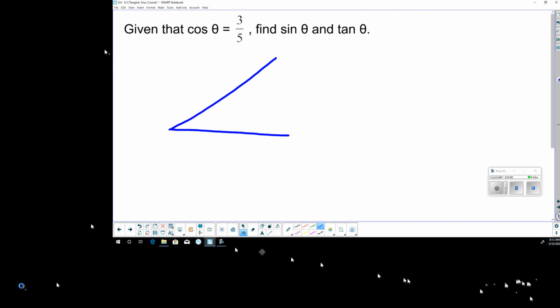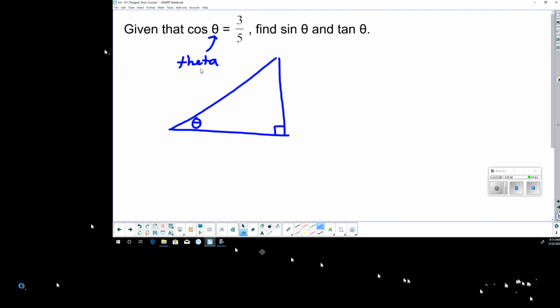So I'm going to draw a right triangle. Pick an angle. By the way, this letter right here is called theta. Okay, it's just a Greek letter, but in geometry we use it a lot for angles. So let's put a theta in there. It's just like an x or a y. It's just a different variable.